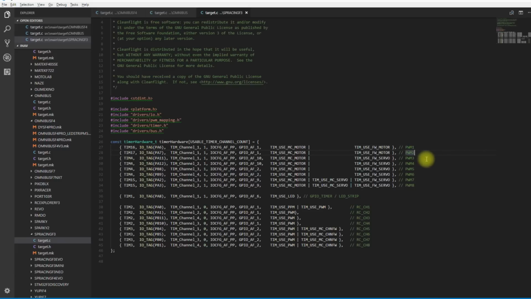But PWMs 3 to 6 are connected to PA11, PA12, PB8, and PB9, and all of those pins are connected to one timer, timer 4. So that means no matter what you want to do, PWM 3 to 6 on this board will always be running at exactly the same frequency.